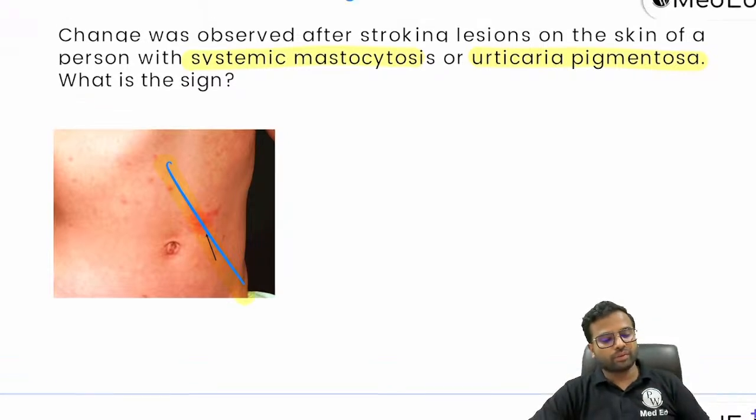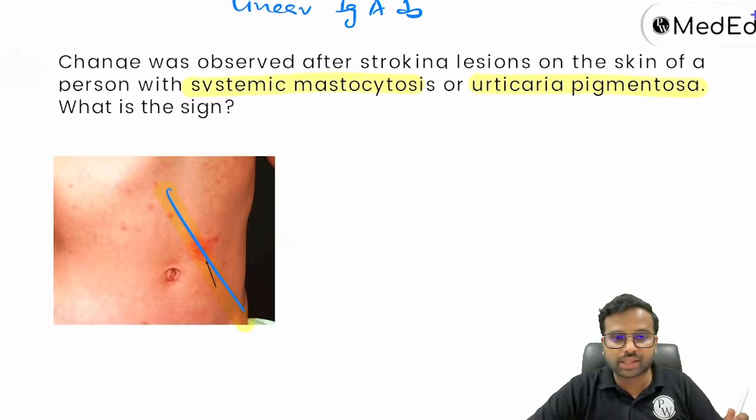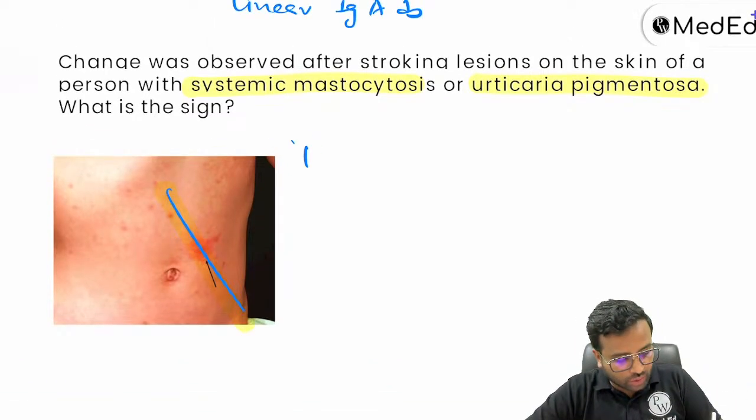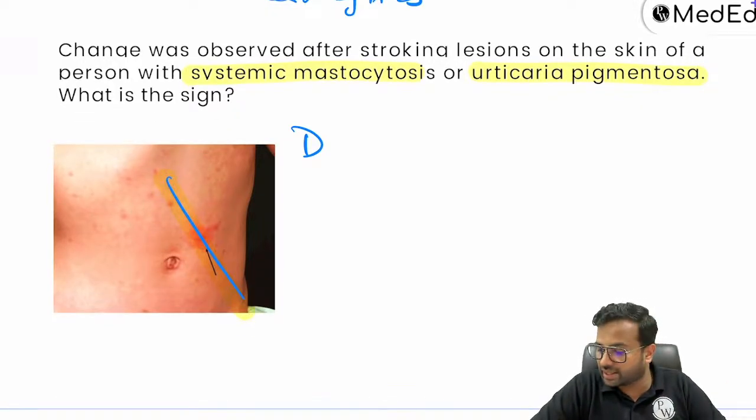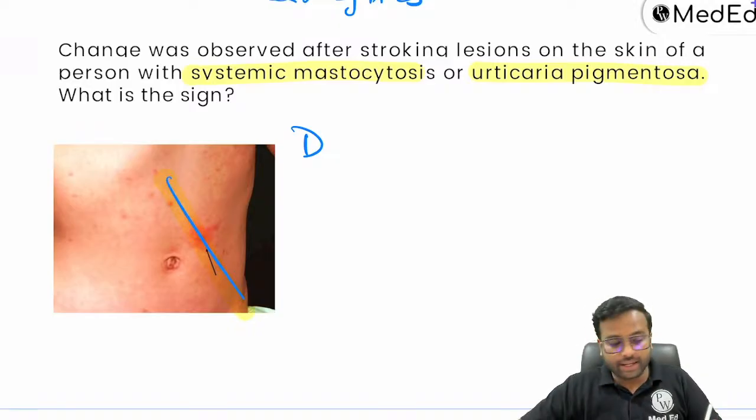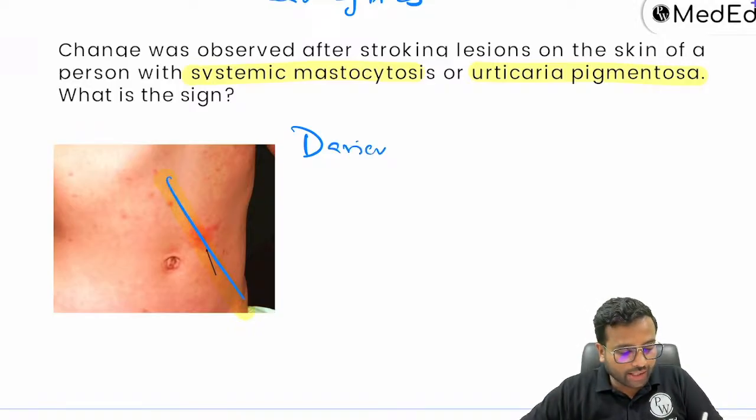Now, what is the name of this sign? So the name of the sign starts with D. Anyone who can complete the name of the sign here? The name of the sign here is called Darier sign. It is called Darier sign.